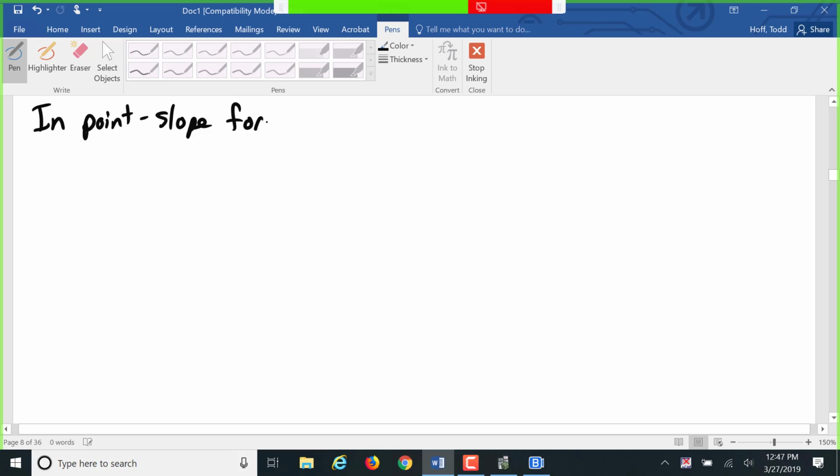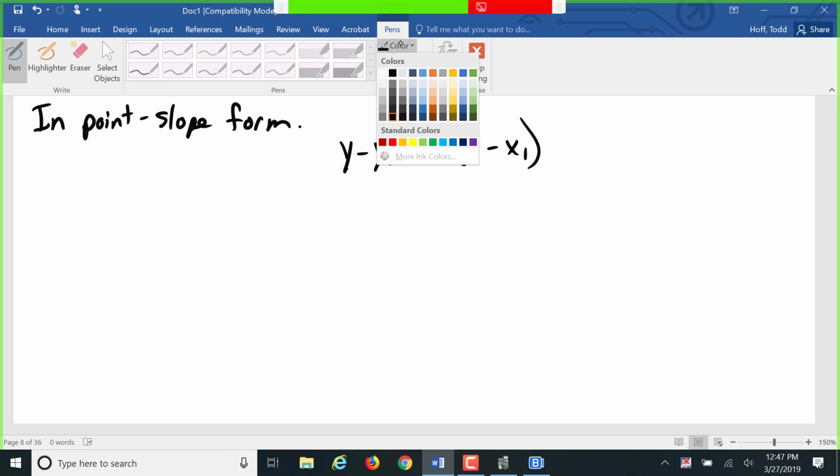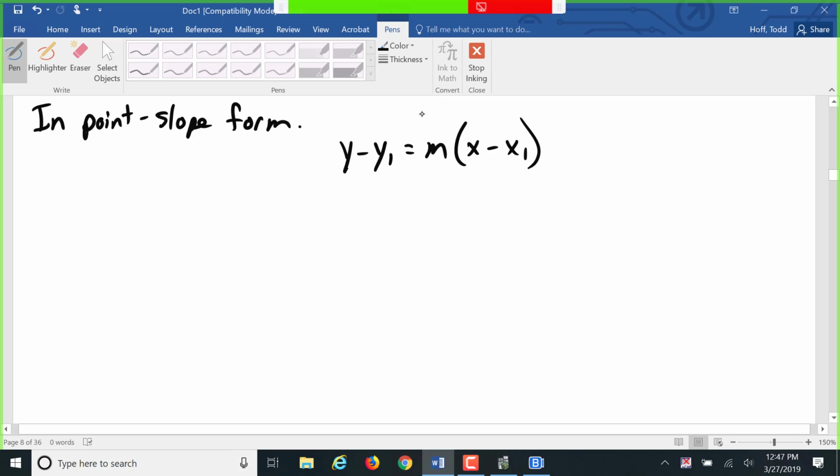We also had point-slope form. Recall point-slope form was y minus y1 equals the slope times x minus x1. Basically what this is doing is shifting or transforming the location, translating the location of the origin. It's taking the origin to that point x1, y1.